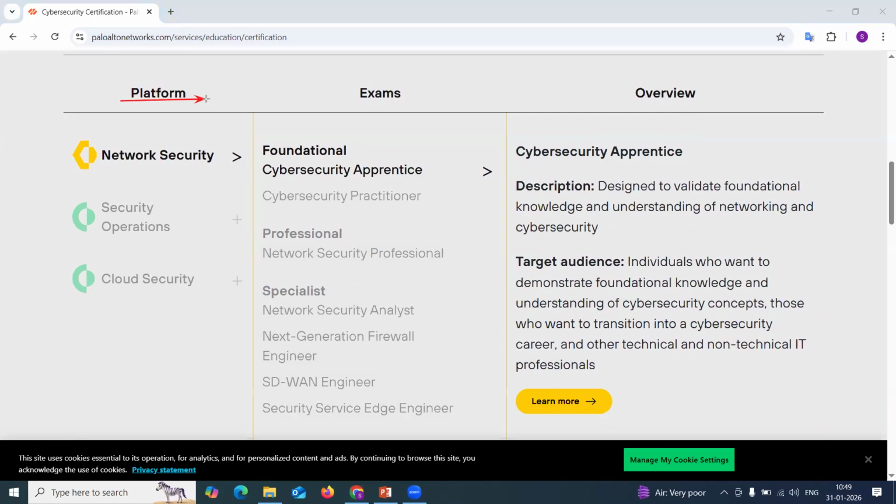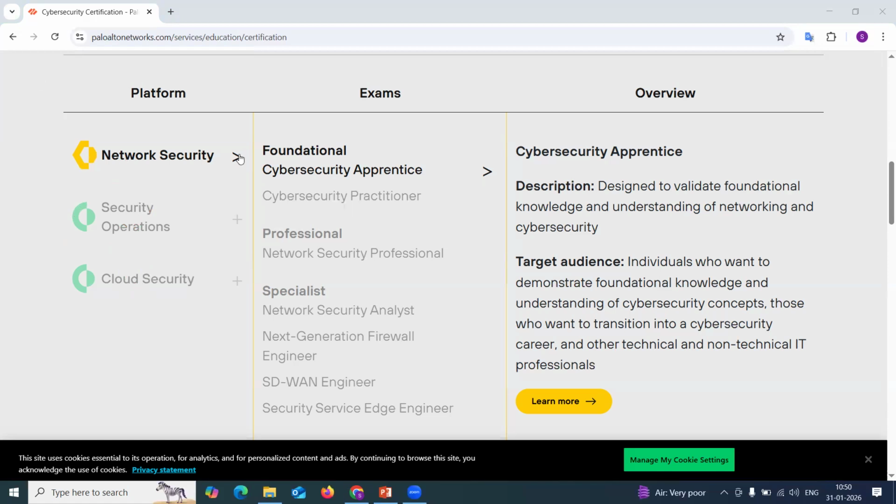We have platform, exams, and overview. So there are three platforms where you guys can enter. One is network security, security operations, and we have cloud security. Currently you guys are not going for cloud, neither for operations. You guys are going for network security. This is our path.